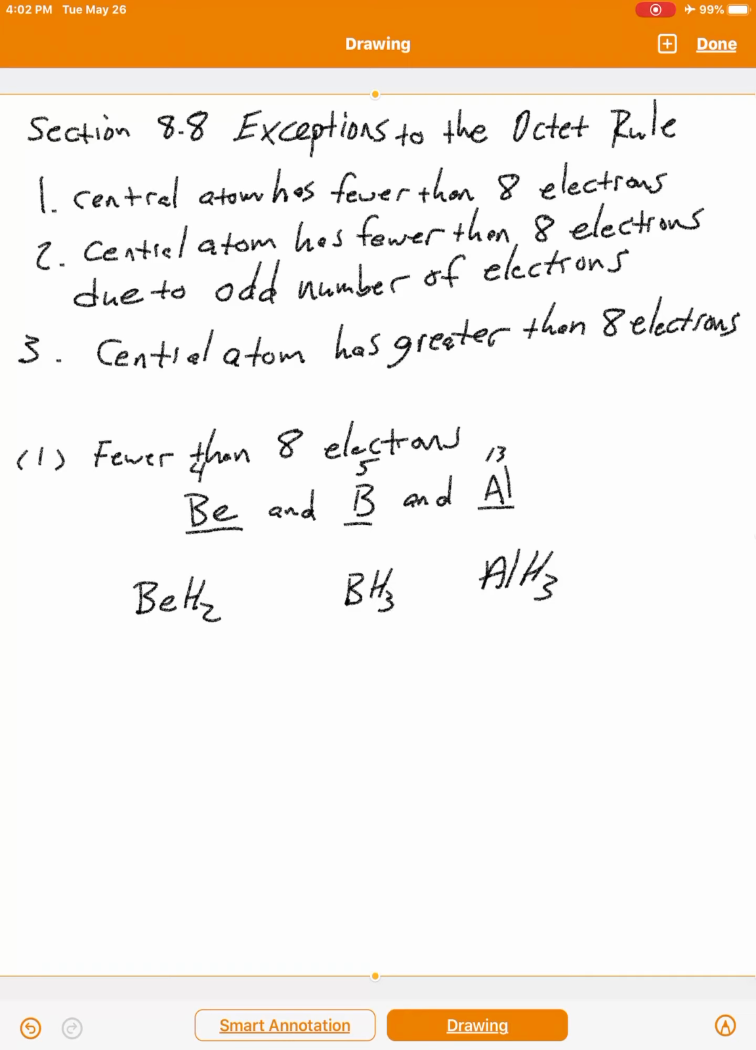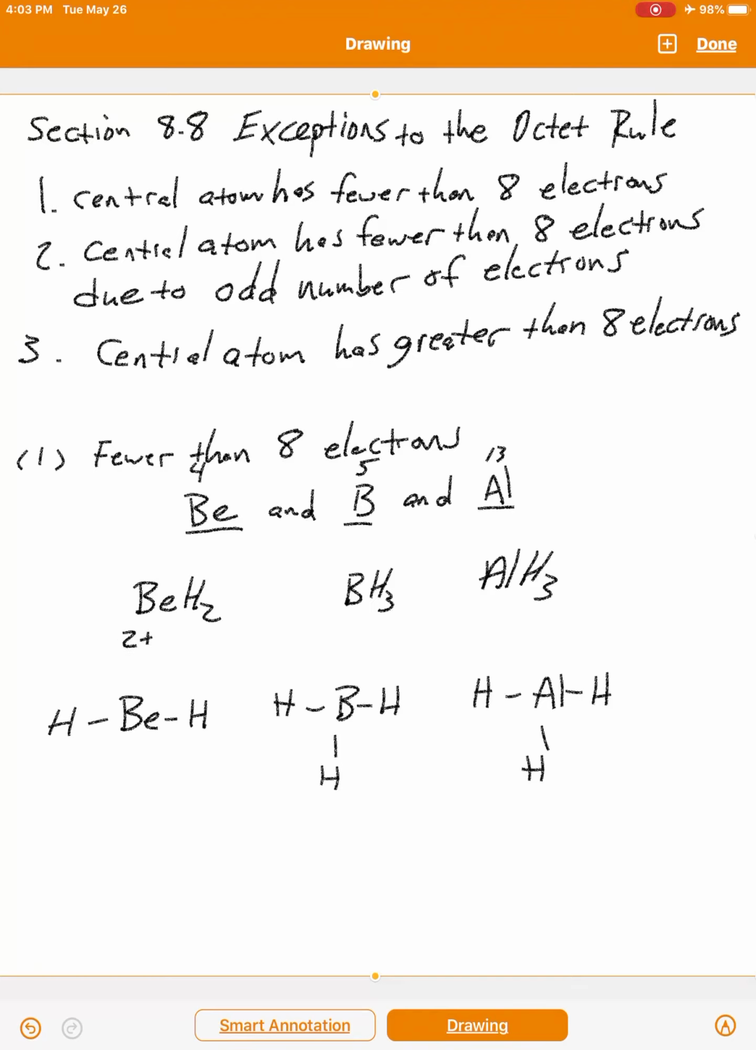So remember, beryllium is in column 2A, so it has 2 valence electrons. Hydrogen is in column 1A, so it only has 1, so there's only 4 electrons to deal with. All 4 have been shown here in the form of single bonds. So the beryllium actually only has 4 valence electrons. So that can happen apparently.